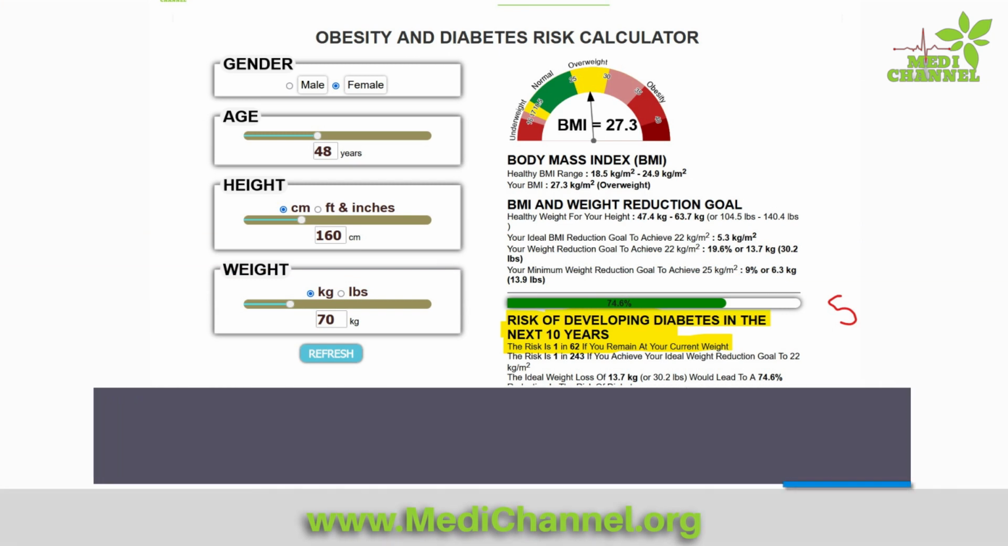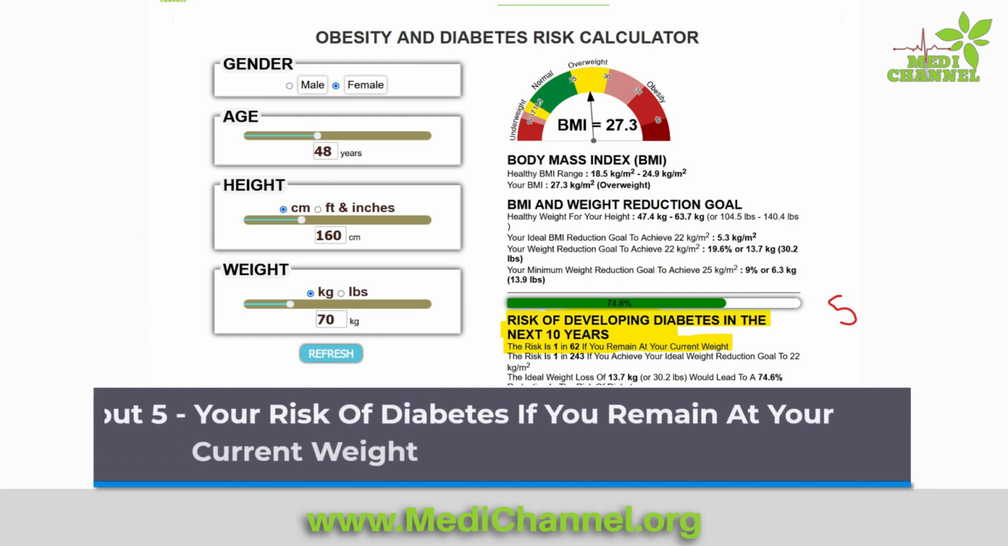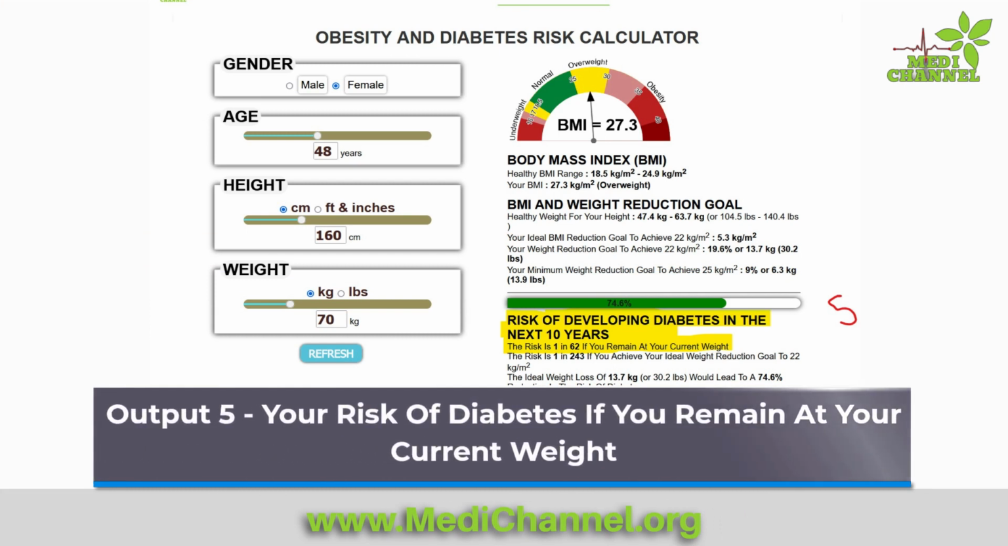Output 5, your risk of diabetes if you remain at your current weight. This helps you understand your diabetes risk based on your current weight. In this example, your risk of developing diabetes in the next 10 years is 1 in 62 if you remain at your current weight.